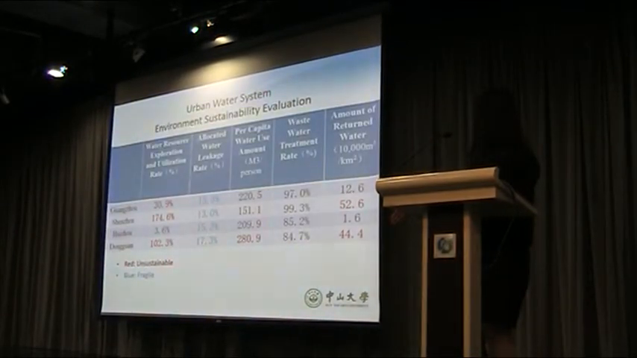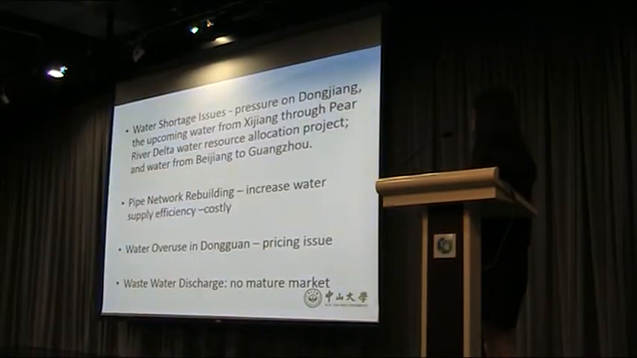And for the amount of returned waters, it means whether the water discharge gives much burden to the systems. So we can say that Shenzhen and Dongguan are over the benchmark, so they are not sustainable at all. This is just some qualitative data.